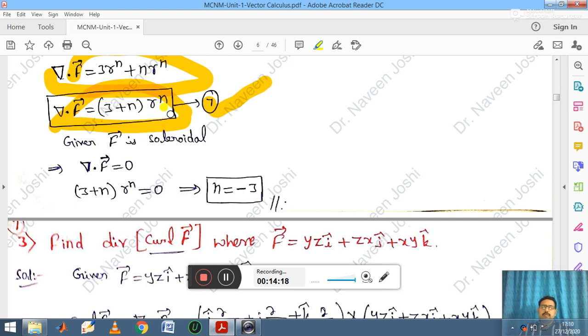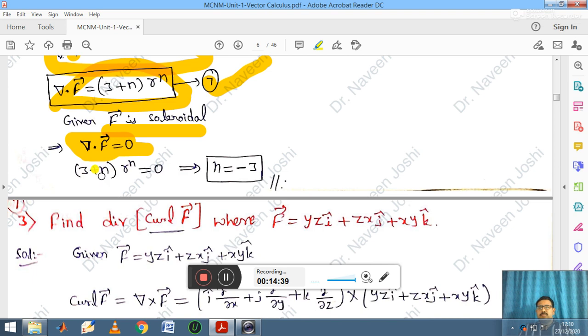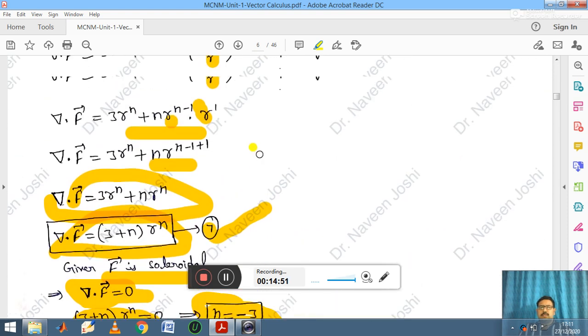But in this problem they also ask to find the n value, and to find it they have given a hint. What is the hint? The given vector point function is solenoidal, meaning it satisfies the solenoidal definition. The solenoidal definition is del dot f equals 0. You got the del dot f value, that is 3 plus n into r power n equals 0. You solve this, then the n value is 3. So this is the problem.